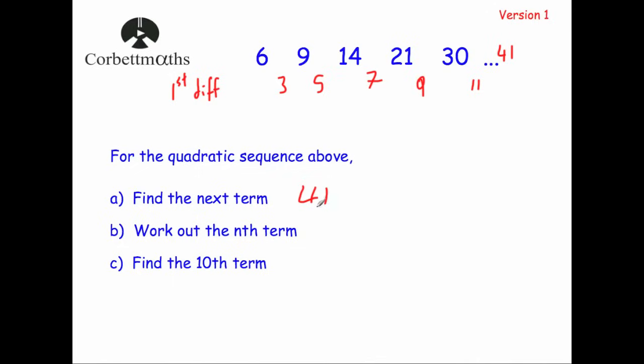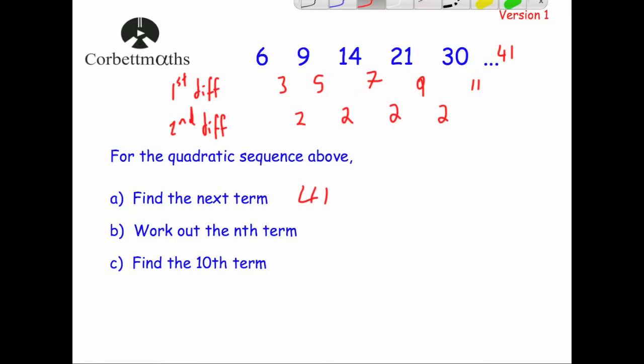The nth term. Now, we've gone up by 3, 5, 7. If you notice, each of the differences has gone up by 2 each time. So let's write down here the second differences. Second difference: it goes up by 2, goes up by 2, goes up by 2. The differences go up by 2 each time.